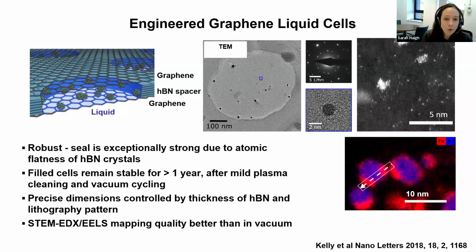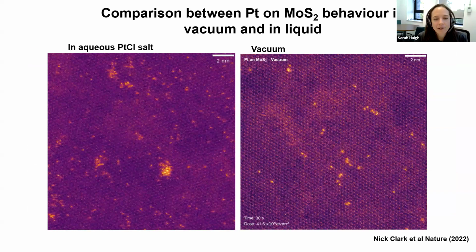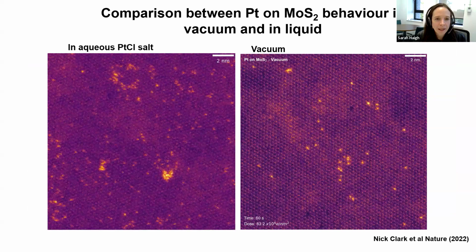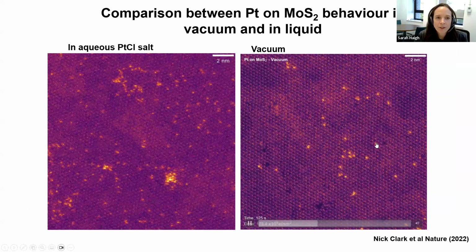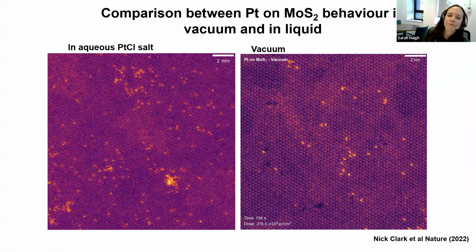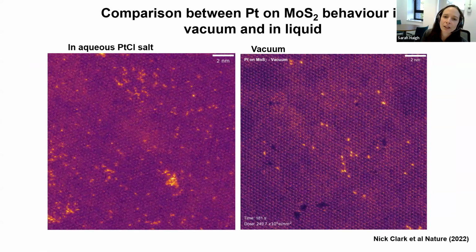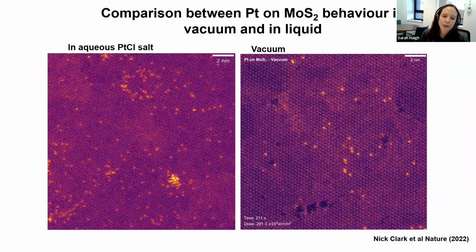We use a boron nitride spacer layer, and this gives us a hermetic seal, and that means that our cells remain stable for over a year after plasma cleaning, and we can really precisely control how thick a liquid layer we want. And we compare the spatial resolution of the images that we get inside our liquid cell as opposed to in vacuum, and you can clearly see that we get very high spatial resolution imaging, almost as good as we get in the real vacuum environment.